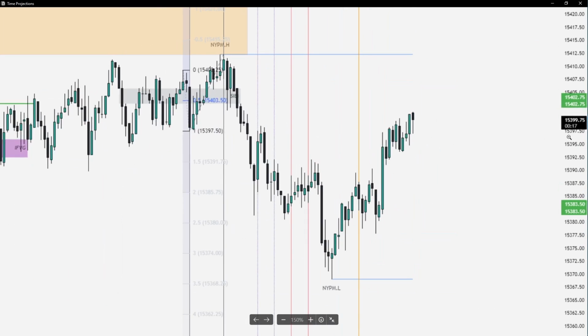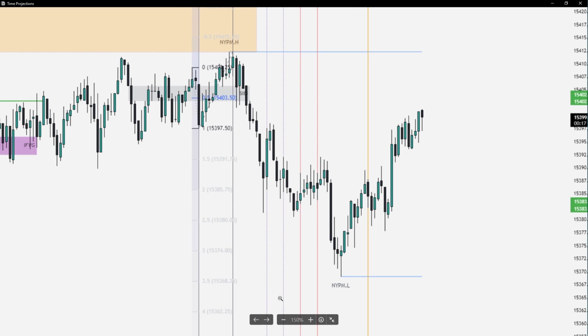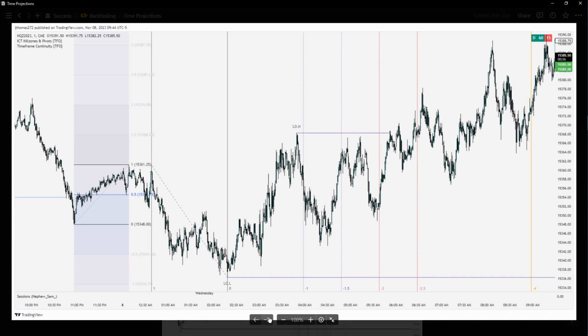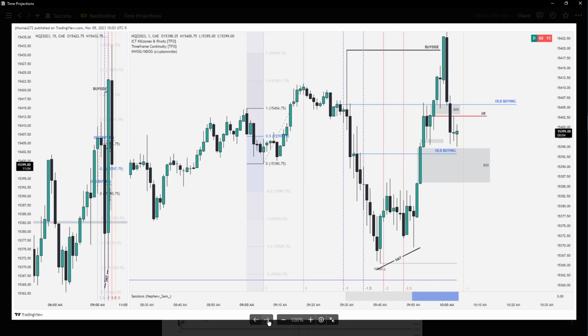So if you want to enter 15,395, you're looking at 15,375 as 20 points, still played out. Another large range example. Trying to find the ones from recently.